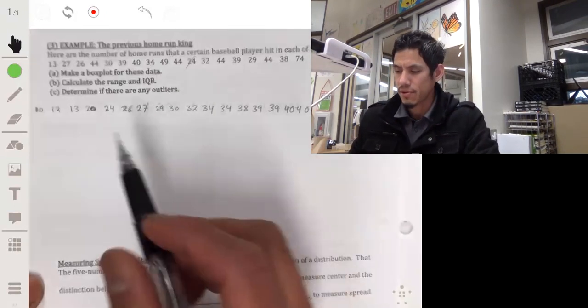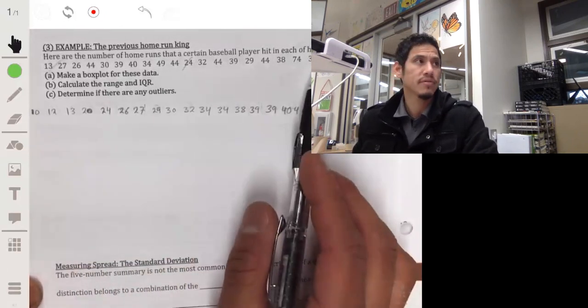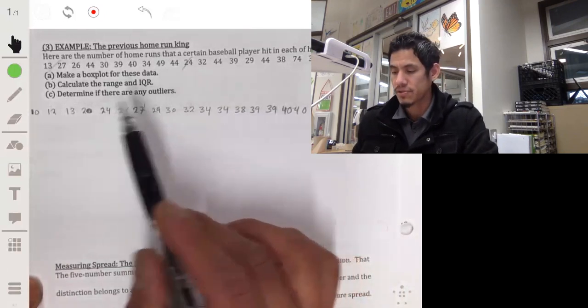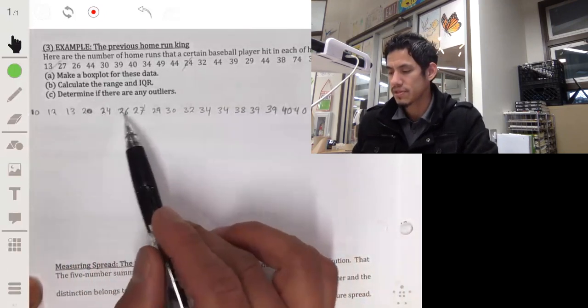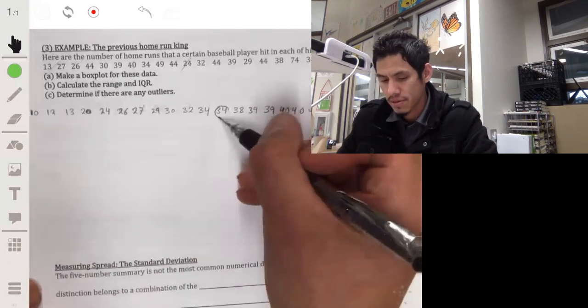Okay, so after they're in order, we find the 5-number summary. Since there's 23 values, the median will be the 12th value. So 1, 2, 3, 4, 5, 6, 7, 8, 9, 10, 11, 12. So this will be the median.